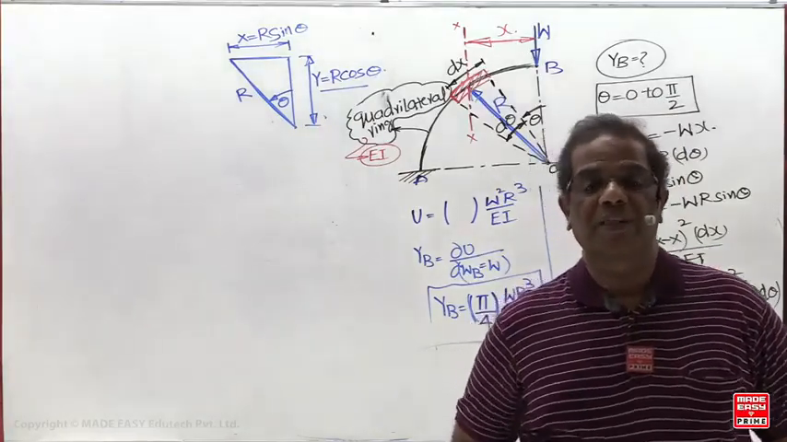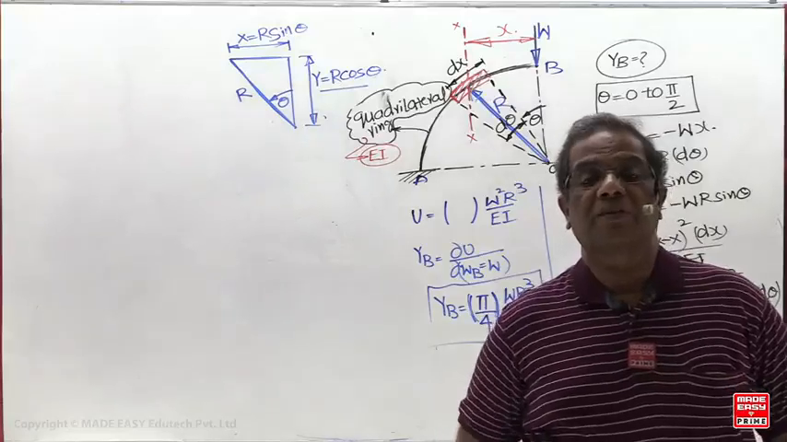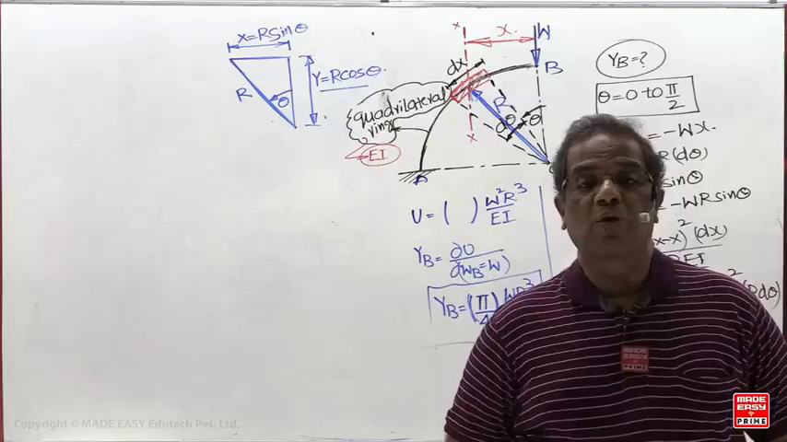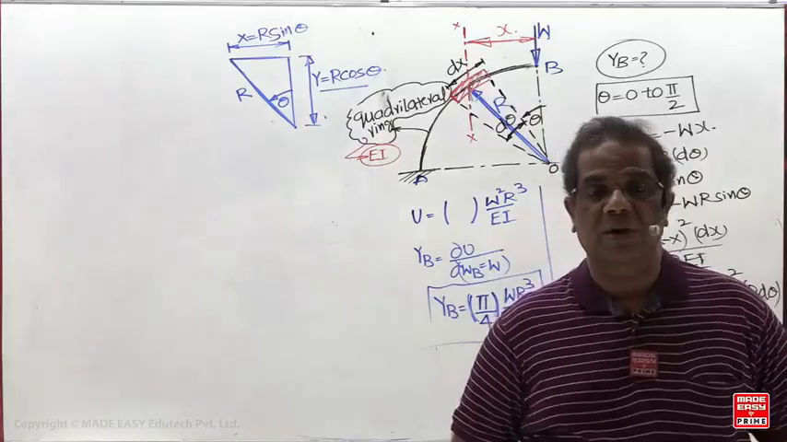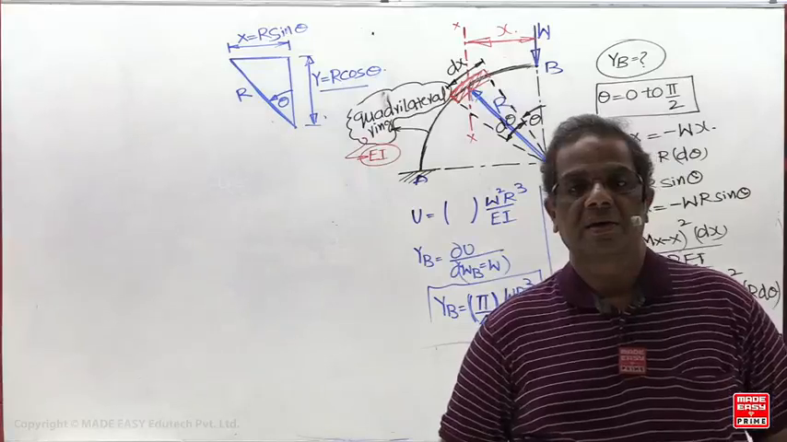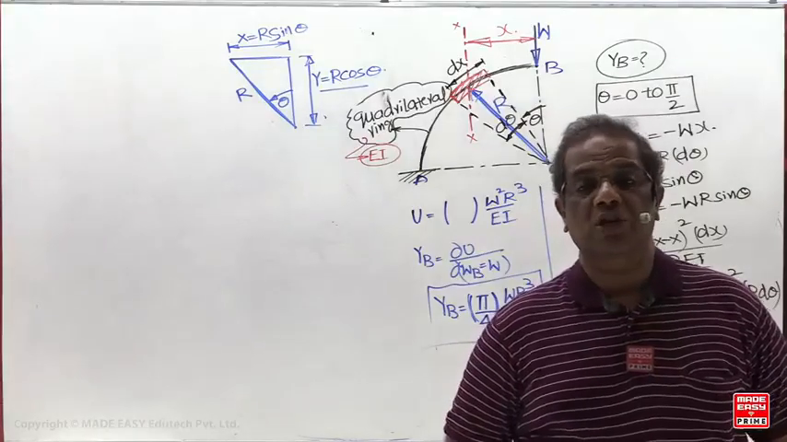And what is the drawback of this method now? It is not valid when the loads are acting at multiple cross sections. Next, it will not give the direction of the slope and direction of the deflection.